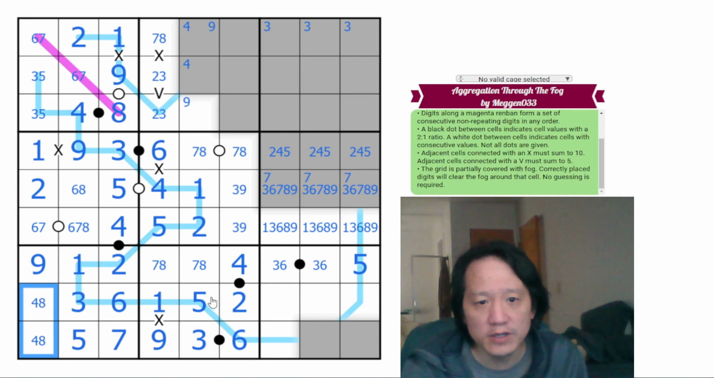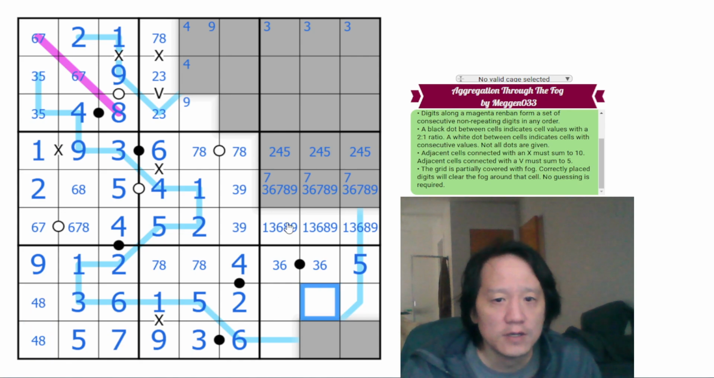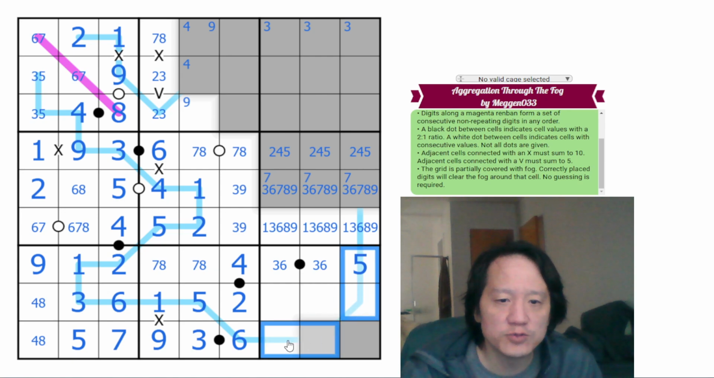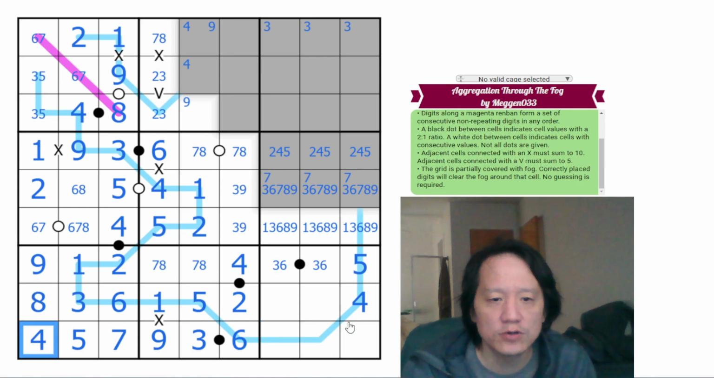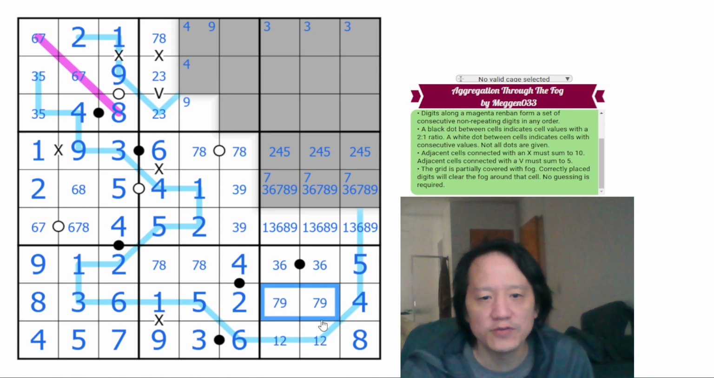9 can no longer be here. We have 4 digits which add up to 12. So this is now 1, 2, 4, 5. So this has to be the 4. This is 1 and 2. This is 8. This is 4, which makes this 8. This has to be 1 and 2. This has to be 7 and 9.